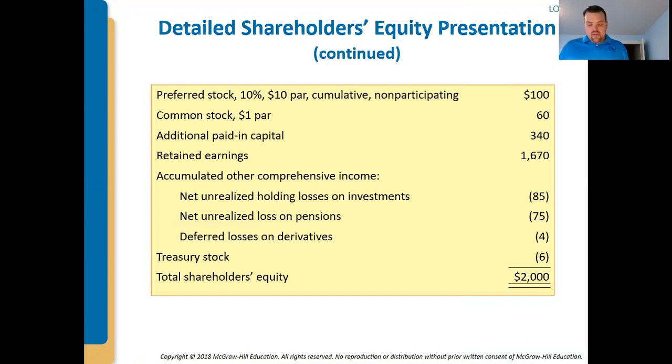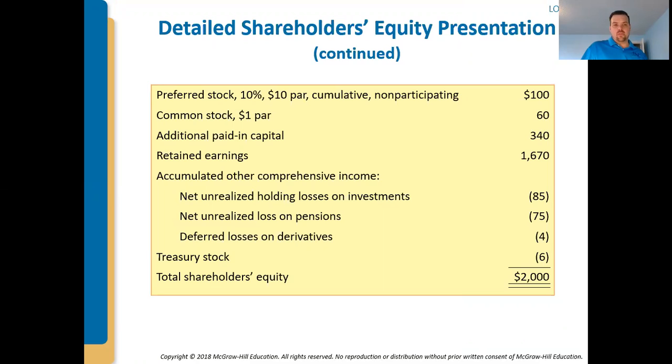Okay, this is a typical shareholders' equity presentation. It's kind of what it looks like. It starts with preferred stock, lists what that stock is and how it's paid, whether it's cumulative, whether it's participating. Cumulative means that it accumulates when we pay them first. We'll talk about that again later in the chapter.